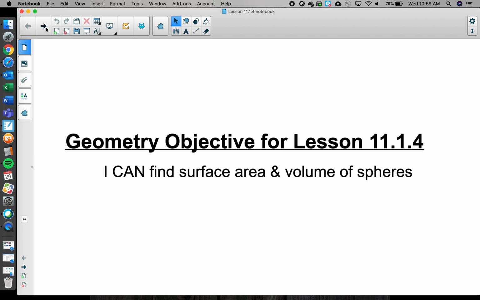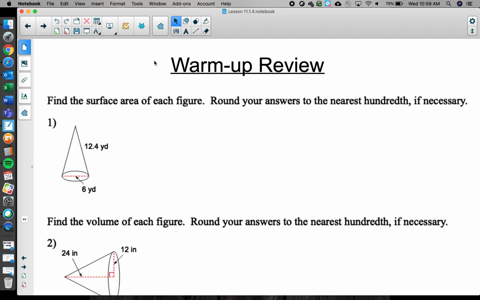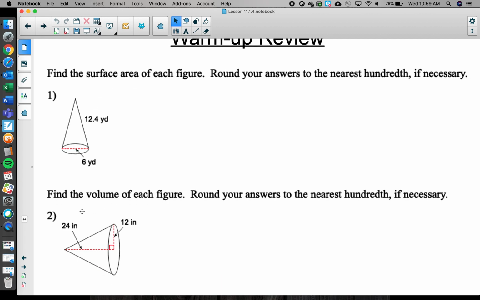So if we take a look, let's go into the warm-up review dealing with cones. Notice in number 1, all you have to do is find the surface area. And in number 2, you are finding the volume. Okay, so one of each. Notice in number 1, 6 is the diameter of your circular base. Be careful with that. You're going to need the radius rather than the diameter, so don't just use the 6.